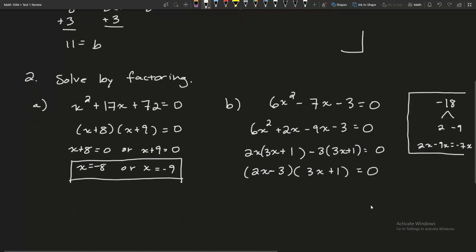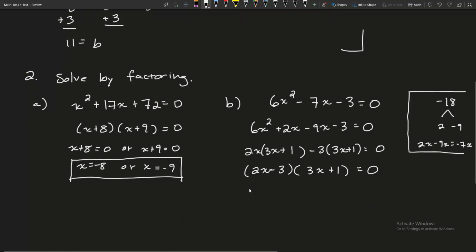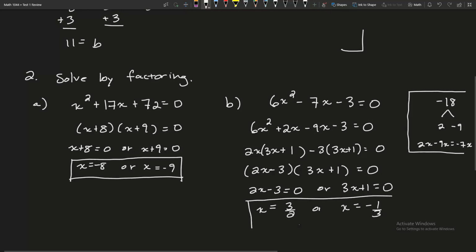And you just set each one equal to 0 and solve. So 2x minus 3 equals 0, or 3x plus 1 equals 0. So we get x equals 3/2, or x is minus 1/3. That's it for number 2, factoring.